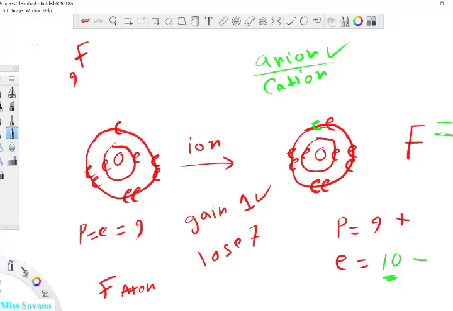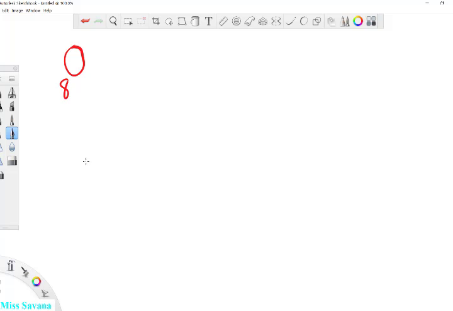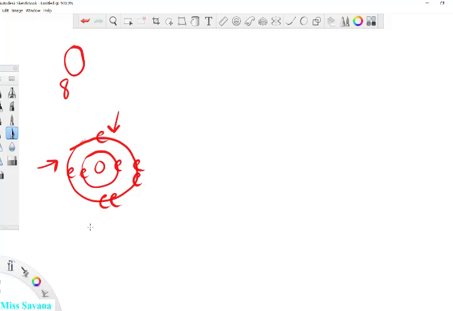Now let's take another example. I'm gonna take the oxygen. The oxygen is actually 8. 1, 2, 3, 4, 5, 6, 7, and 8. As you can see, I have 2 single electrons.